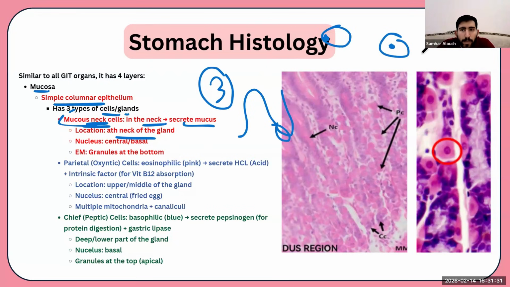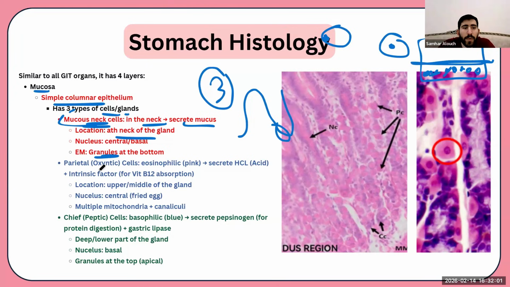Now we can do electron microscopy to see the cell itself with its nucleus and everything. These mucous neck cells have granules at the bottom. Granules are black structures that contain the mucus, and they are at the bottom. Okay, so three things for mucous neck cells. From the name, they are at the neck. They secrete mucus. And they have granules at the bottom. Okay, I'll show you pictures later on.